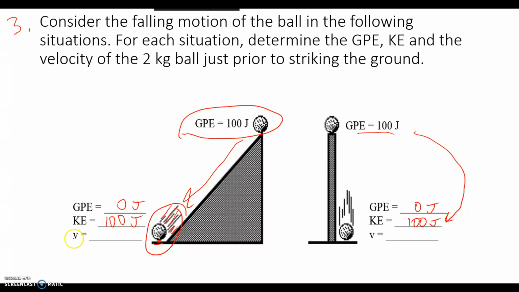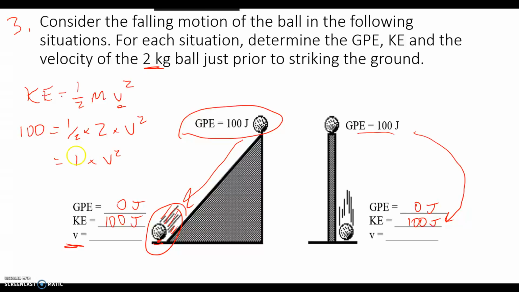Now, the next thing they ask us, which is the big point today, is to understand velocity. How do I find the velocity? Well, I know my kinetic energy equation is KE equals 1/2 mv squared, so I'm trying to find V. I know I have 100 joules of kinetic, and I know I have 1/2 times 2 times V squared. So that's going to be 1 times V squared, which remember, the 1 just goes away. So I end up with V squared equals 100.